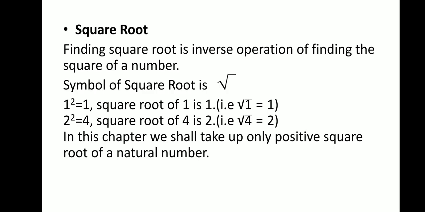Now, in this chapter, we shall take up only the positive square root of a natural number. What does it mean? For example, square root of 9 is equal to 3 and not minus 3. Why are we saying so? Because 3 square is 9 and minus 3 square is also 9. But here in this chapter, we need to take up only the positive square root of a natural number.